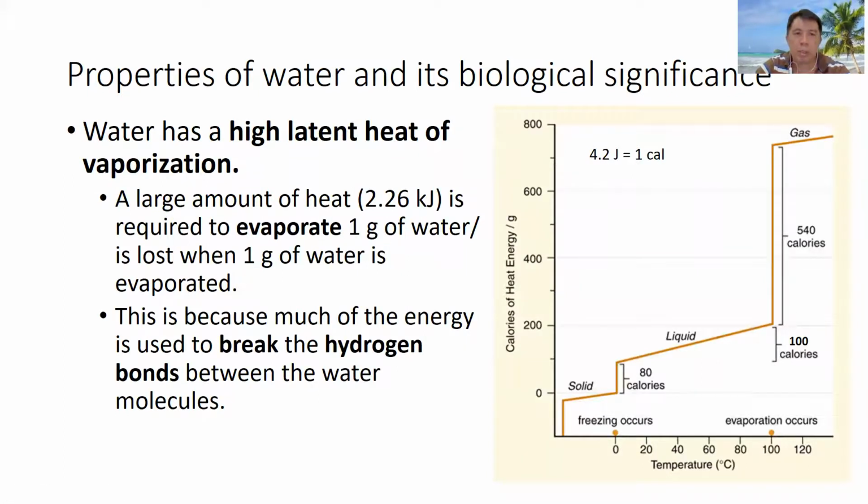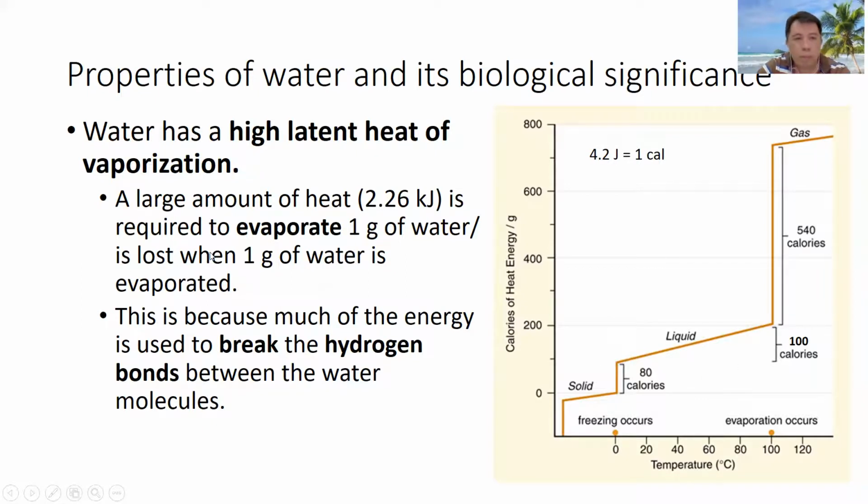So why is this one important? A large amount of heat, this one is 2.26 kilojoules, is required to evaporate 1 gram of water, or is lost. That means this 2.26 kilojoules is lost when 1 gram of water is evaporated. Actually evaporation occurs all the time, starting from 0 Kelvin, at all temperatures.